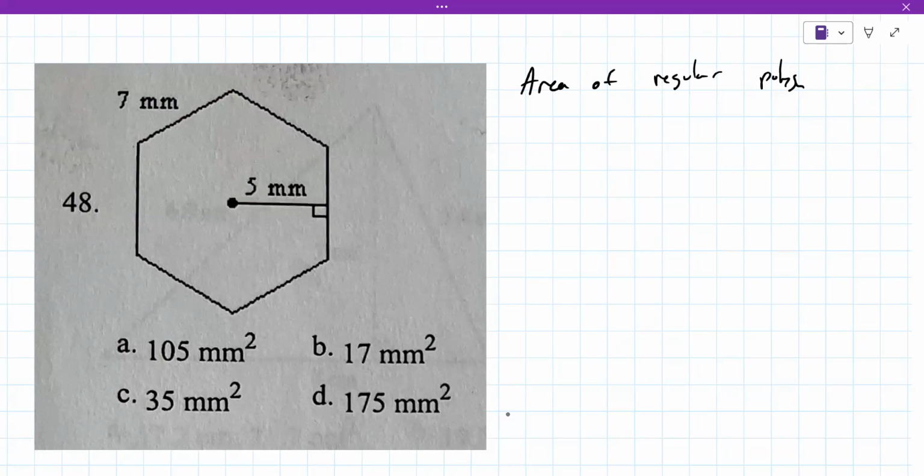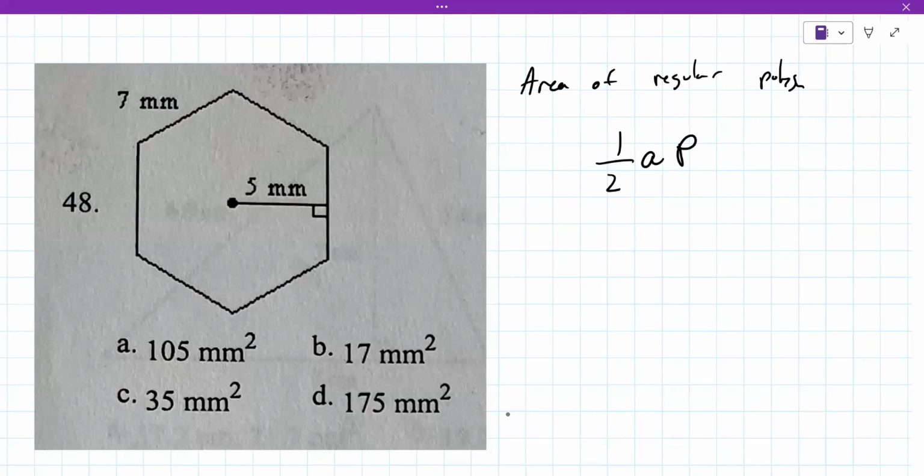Is this one where you do 1/2 the radius, the 5? It's called the apothem. Good. And then times the 7? Times the perimeter. Like the whole entire perimeter or just the one? Yep. Yep.